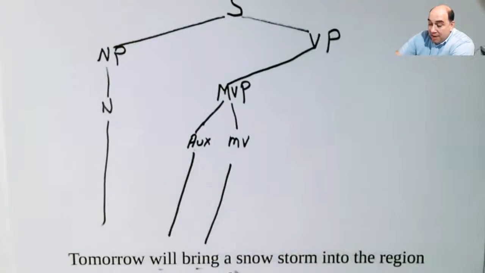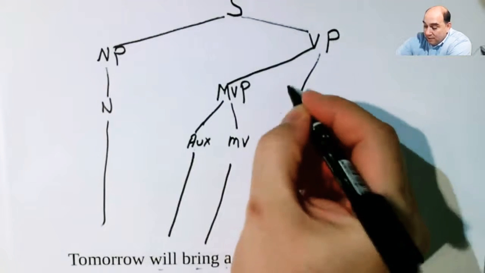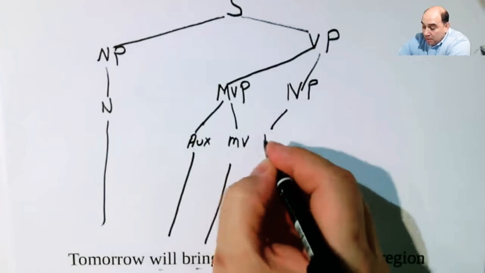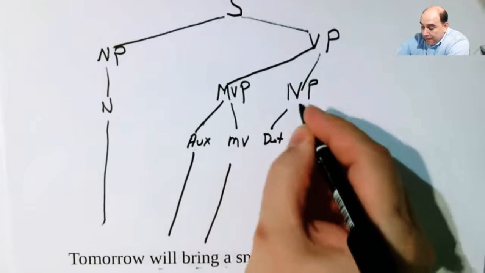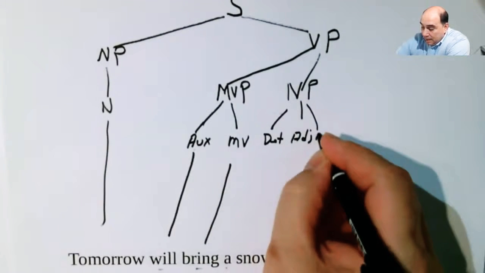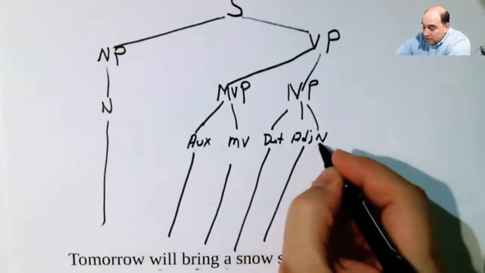Okay, the next thing we have under our verb phrase is a snowstorm. Okay? Well, that's going to be a what? That's a noun phrase. So we've got a noun phrase. And this noun phrase is now broken down into a determiner, an adjective, right, and a noun. And the determiner is a, and then snow, and then the noun is storm.